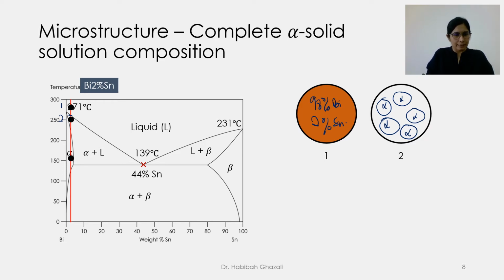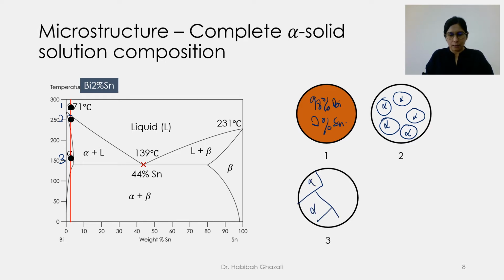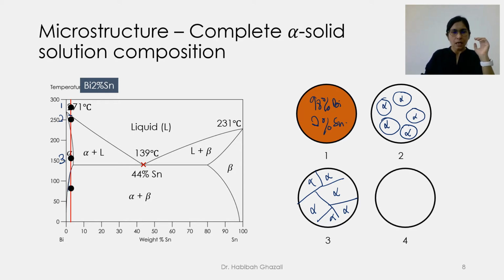So at point 3 here, below the solidus line, only alpha solid solution will be present in your microstructure. But because we have this solvus line here, which represents the solubility limit, what will happen at point 4 there is that the beta solid solution will start to precipitate out of alpha solid solution.